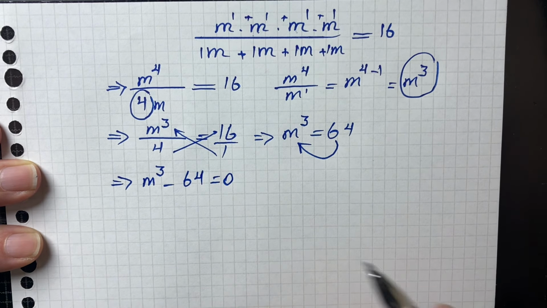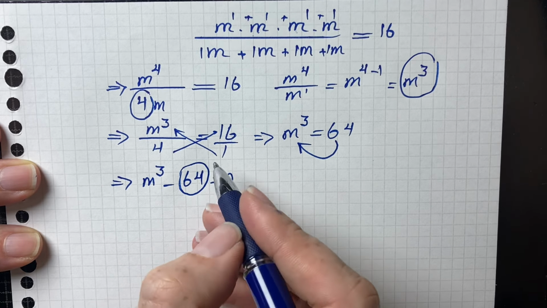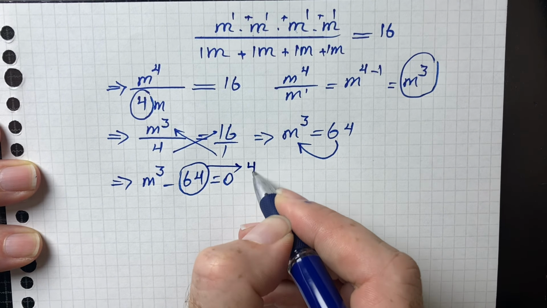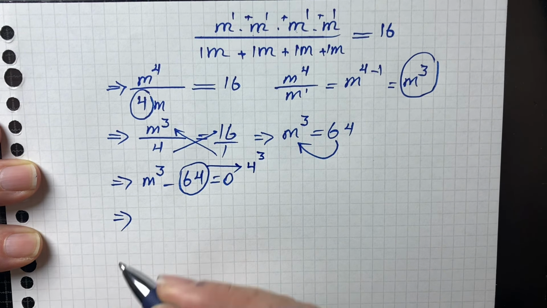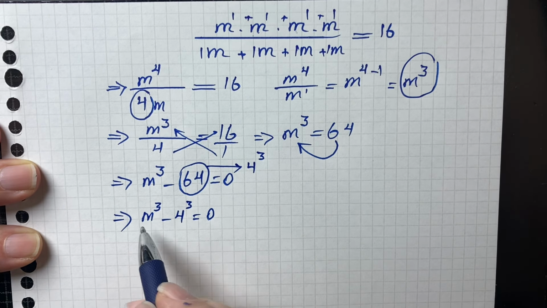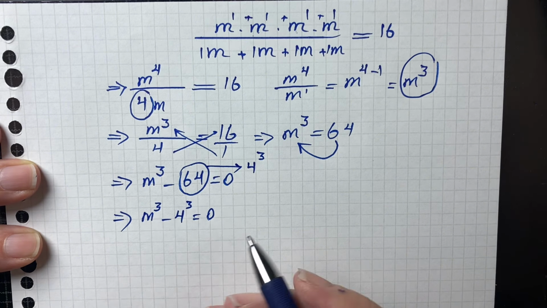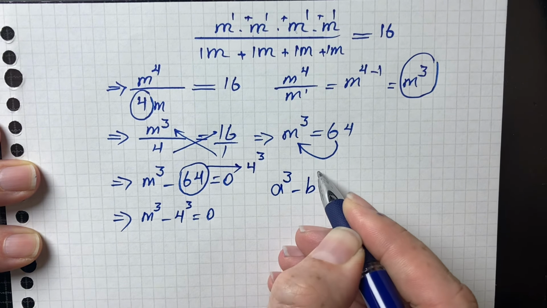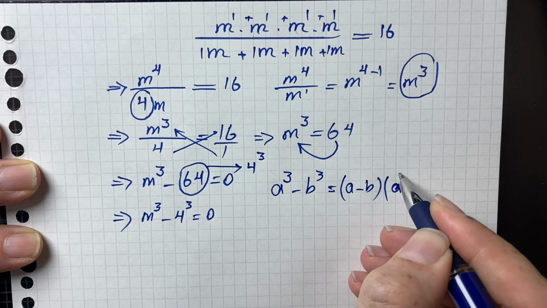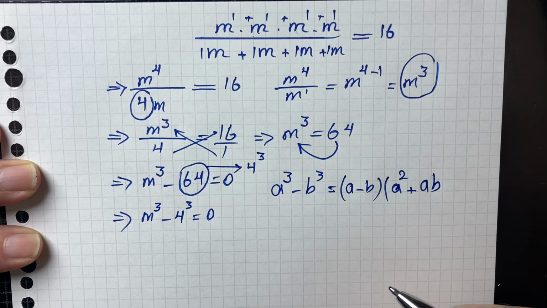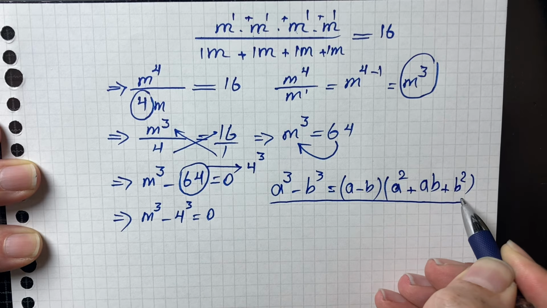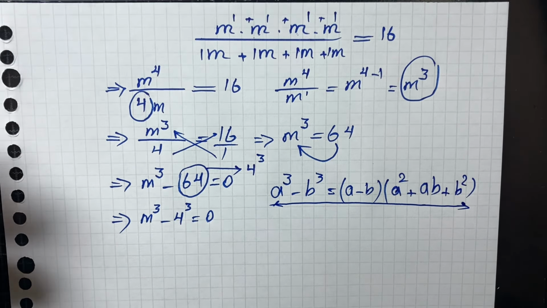Now continue the solution by working on this number, which means 64. Fortunately, this is a nice number. It can be written in the form of 4 cubed, right? So m cubed minus 4 cubed equals 0. All of you know how to continue the solution. a cubed minus b cubed, what is this? a minus b times first term squared plus the product of the first term and second term plus second term squared. So I'm going to follow this structure to continue the solution.